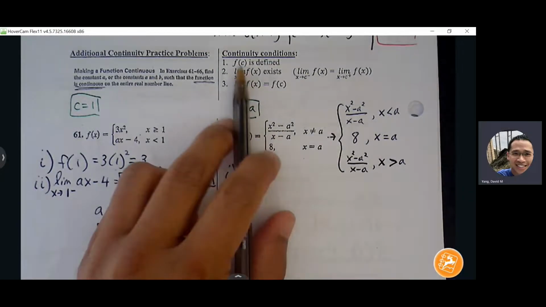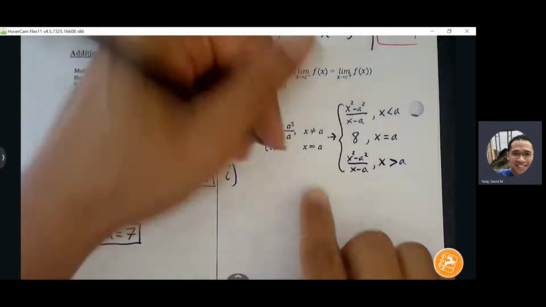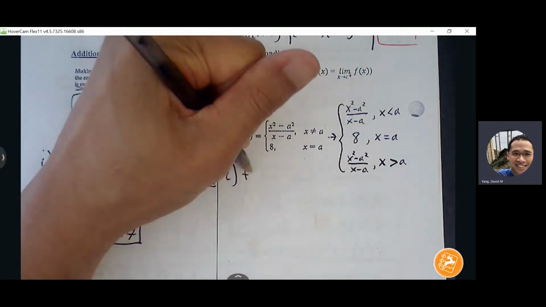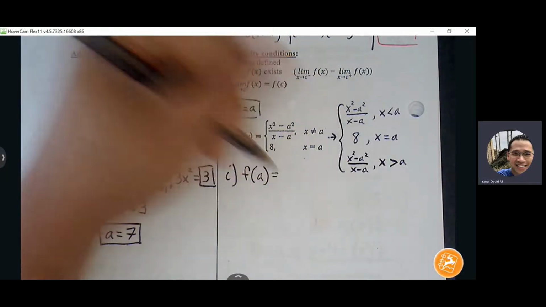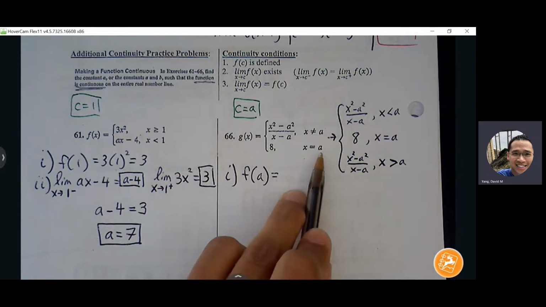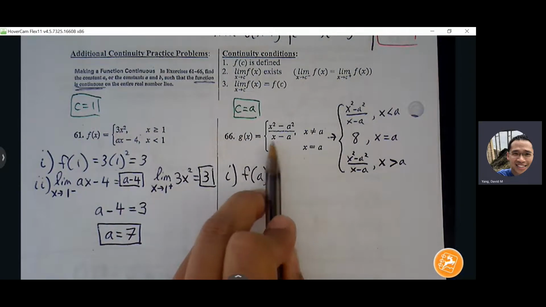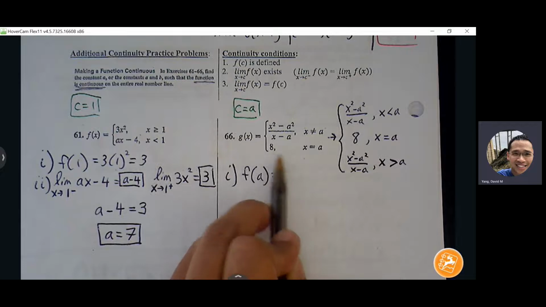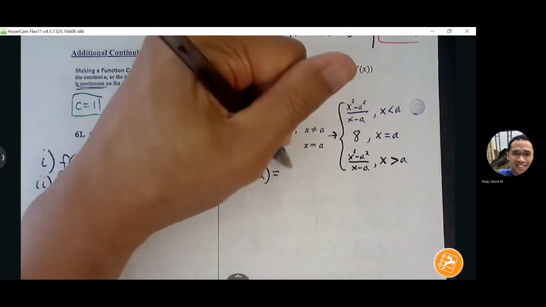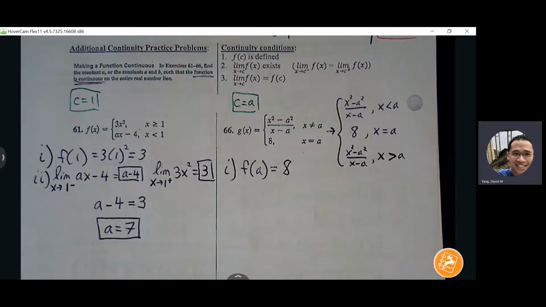All right, let's follow the conditions here. F of c, our c is a, so f of a. What's f of a equal to? 8, right? If I insert a into the expression, there's no variables for me to plug in. It'll stay 8 no matter what I do. So I don't know what my a value is yet, but I'm just gathering information.